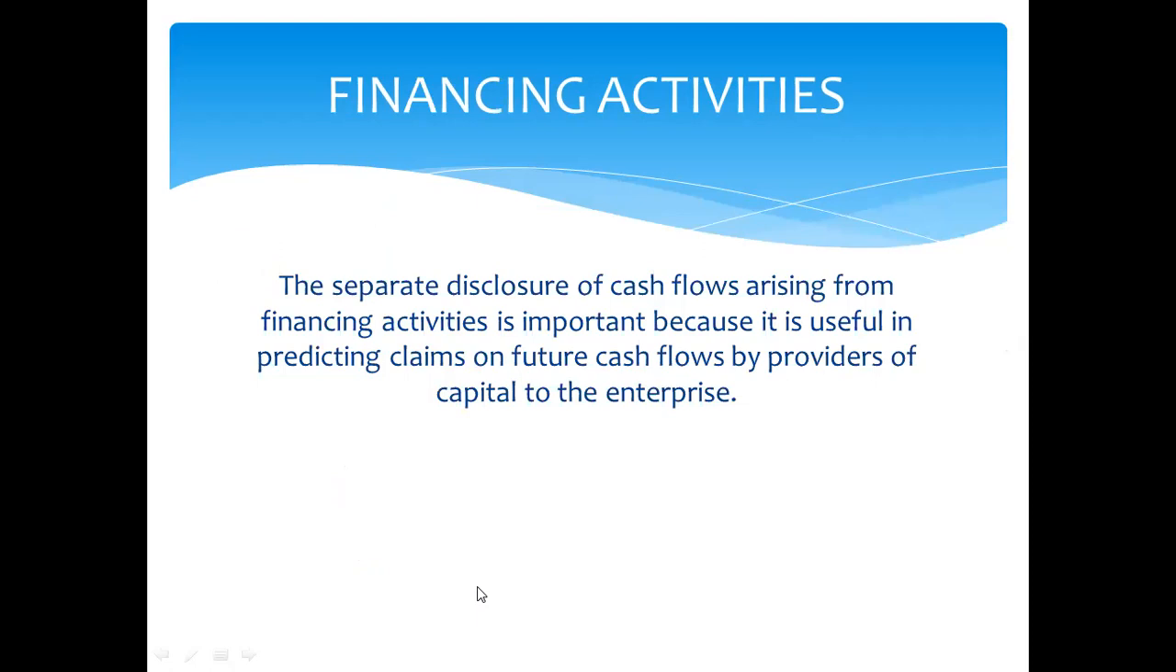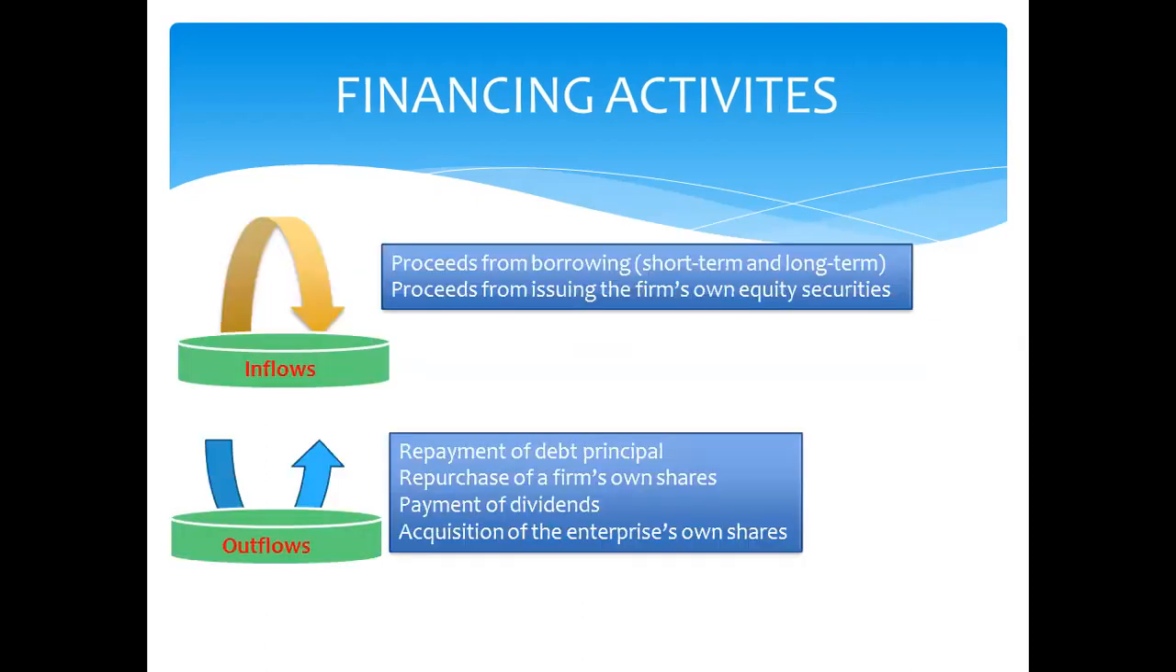All right. Now let's move on to financing activities. The separate disclosure of cash flows arising from financing activities is important because it is useful in predicting claims on future cash flows by providers of capital to the enterprise. Okay, so what are the transactions under inflows of financing activities? Proceeds from borrowing, like short-term and long-term, and proceeds from issuing the firm's own equity securities. And the outflows: repayment of debt principal, repurchase of a firm's own shares, payment of dividends, and acquisition of the enterprise-owned shares.